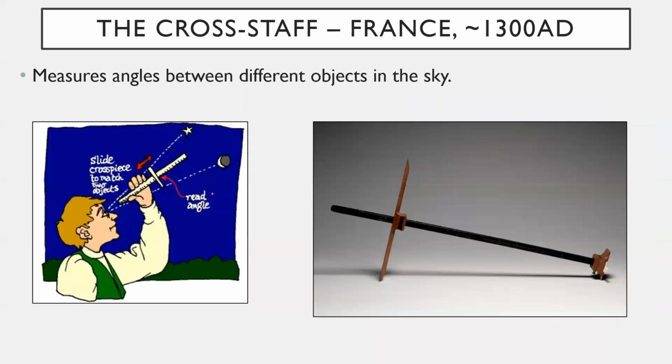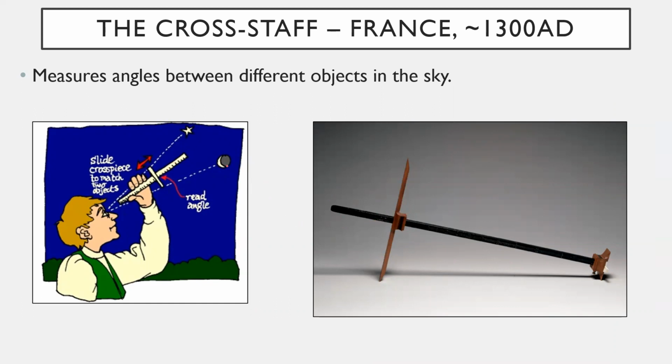Another one was called the cross staff. This was quite a bit later. It was mostly just used to find the angles between two different objects in the sky. So it had this sliding piece right here forming the T part of the cross. You could slide it closer or further away. Of course, if it was further away, you'd have a smaller angle between the two objects. And then there were little notches on here that you could read to tell you what the distance was between those objects in the sky.